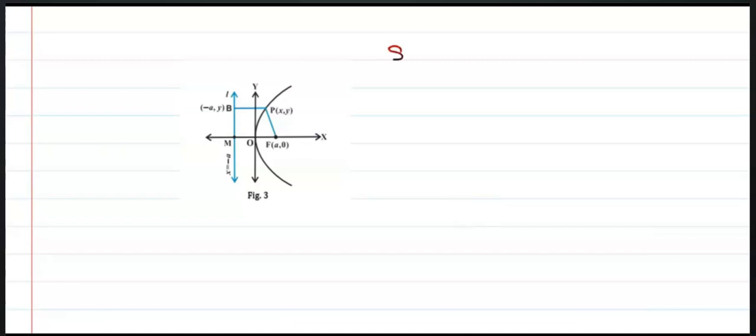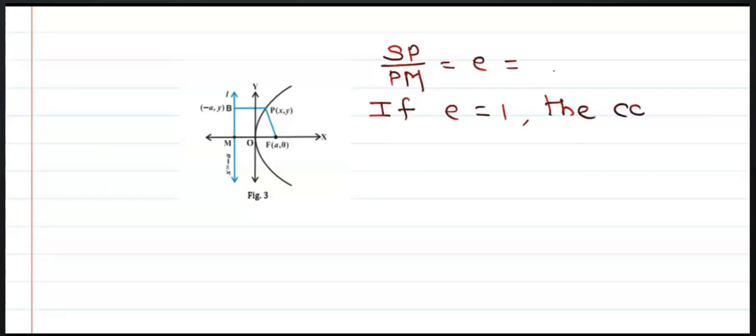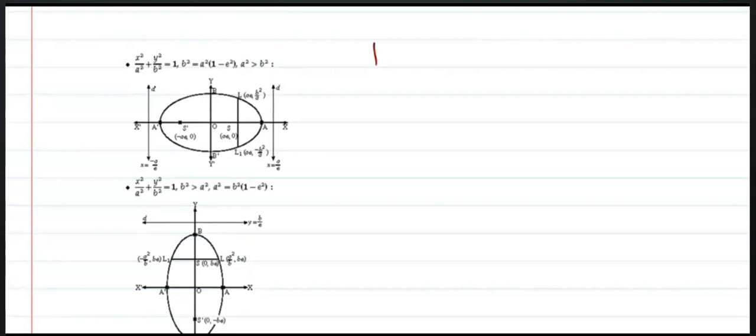Now next, SP upon PM is equal to E. And again we get that ratio E. If the value of that ratio is 1, then the conic section is called a parabola.